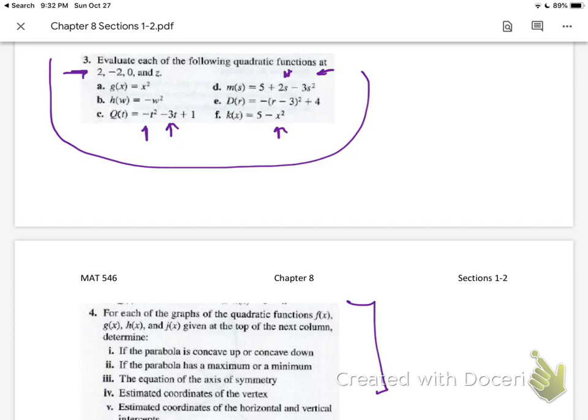So for these, you can do all of these visually. I wouldn't try to make a formula by plugging things in your calculator. You can just do a visual analysis and get the correct answers for each of those parabolas.